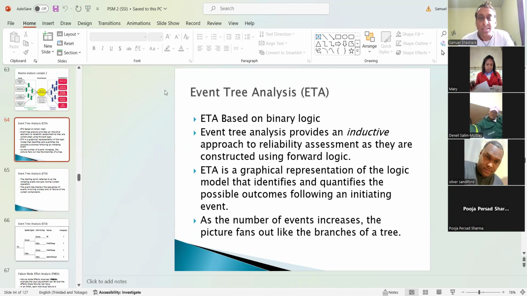So I'm reading first. Event tree analysis is based on binary logic. Event tree analysis provides an inductive approach to reliability assessment as they are constructed using forward logic. I'll show you what I mean by that just now, right? An ETA is a graphical representation of a logic model that identifies and quantifies the possible outcomes following an initiating event.